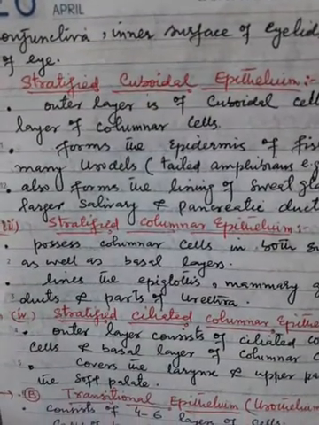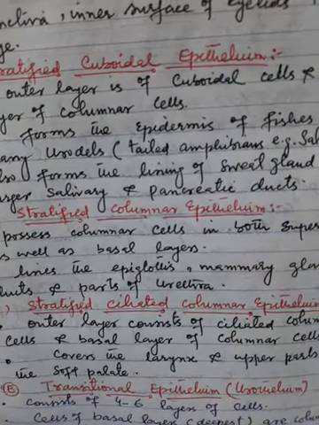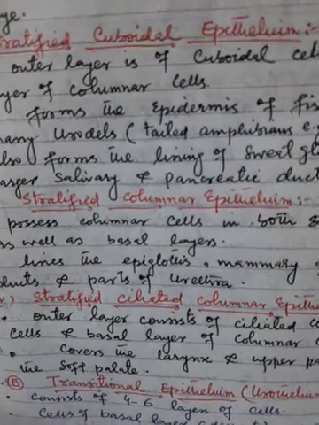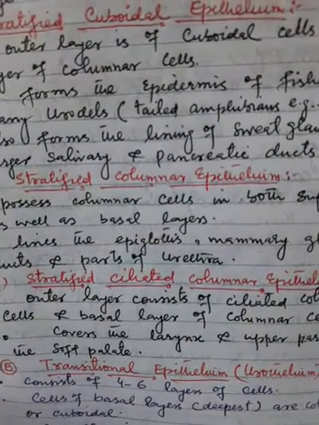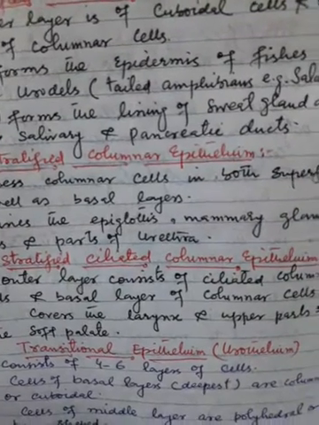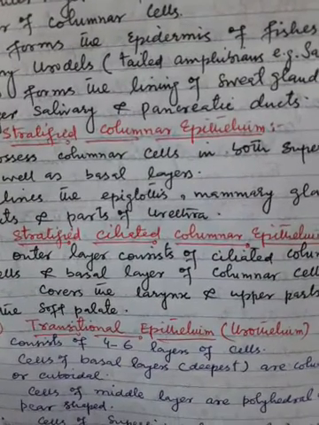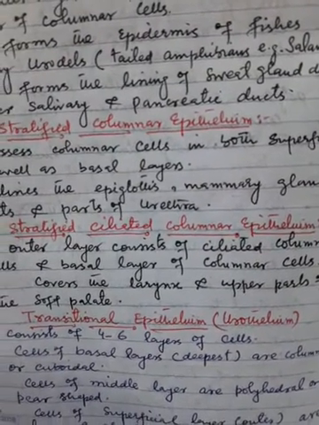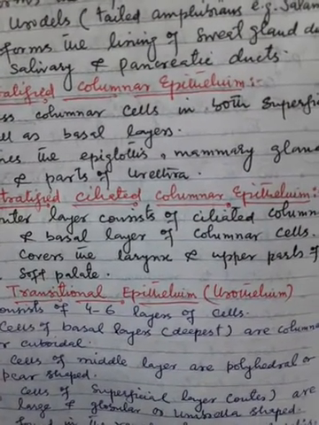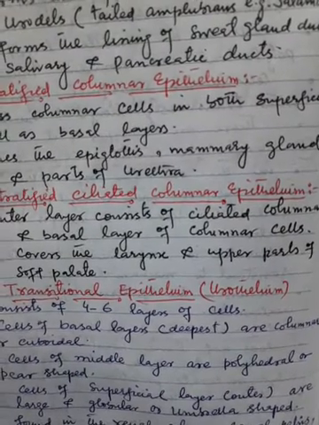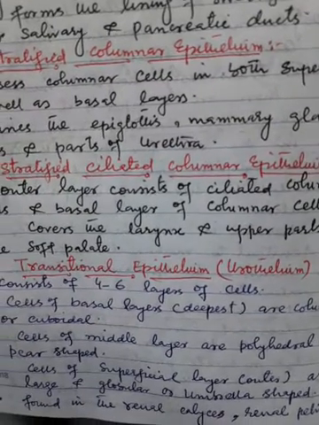Now we have the B part of this compound tissue, that is transitional epithelium or urothelium. This tissue consists of 4 to 6 layers of cells. The cells of basal layers, that is the deepest layers, are columnar or cuboidal. Cells of middle layer are polyhedral or pear-shaped. The cells of superficial layer, that is the outer layer, are large and globular or umbrella shaped.